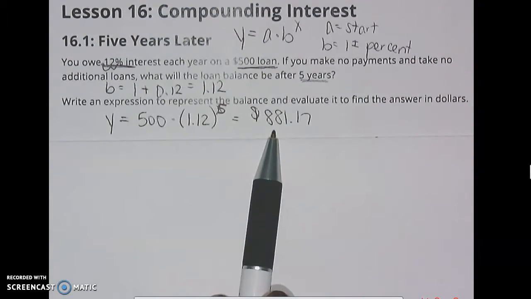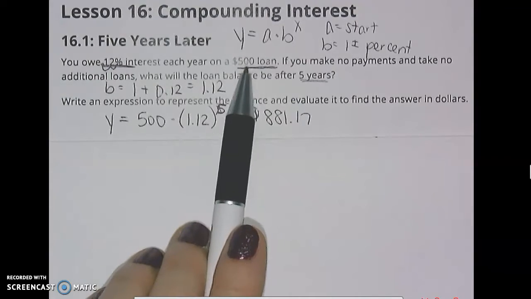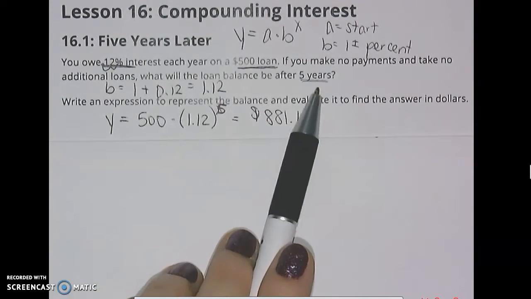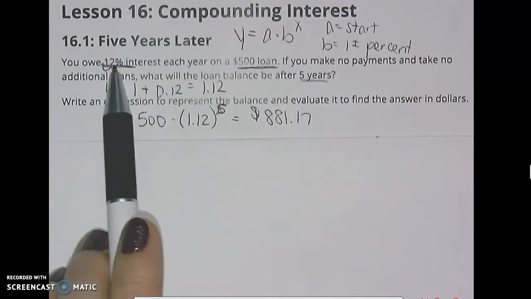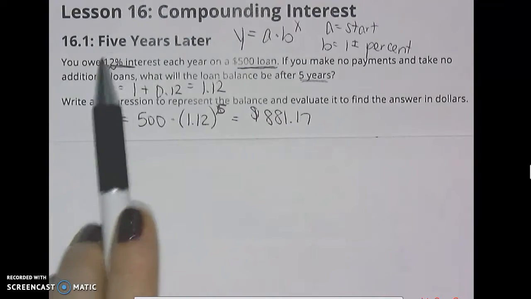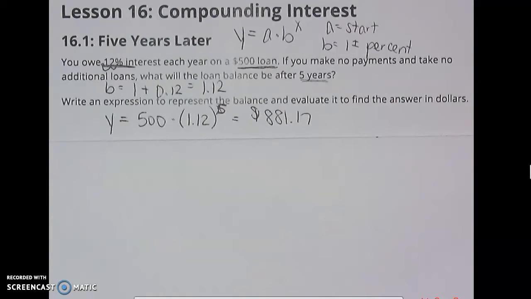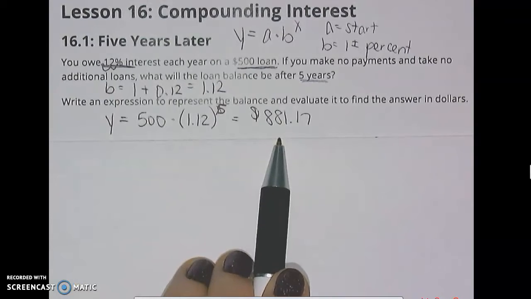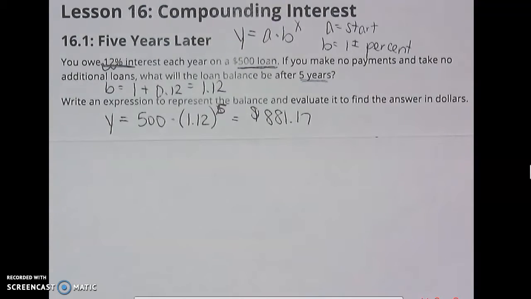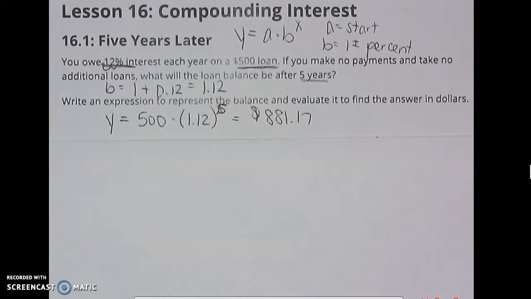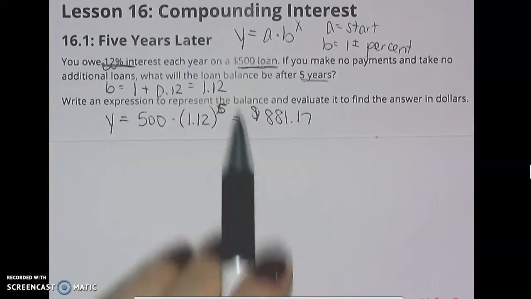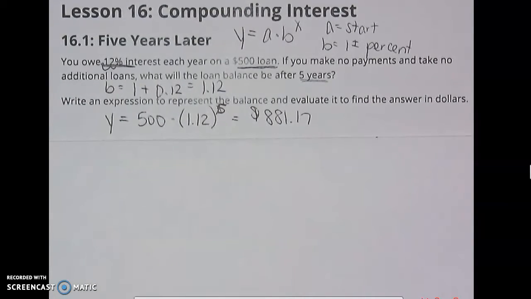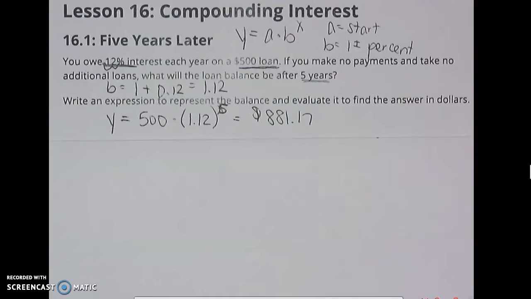So that's why you've got to be extremely careful how much you're taking out, how long the loan period is, and then obviously what the interest rate is. The higher the interest rate, the more money you're going to owe them. What was $500 is now $881.17. So you want to be extremely careful when you are taking out loans, because you're actually paying a lot more than what you would have had you just had that $500.